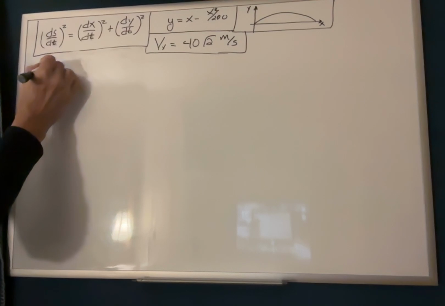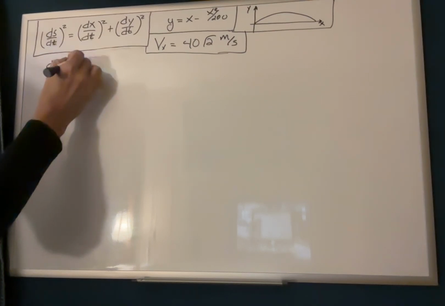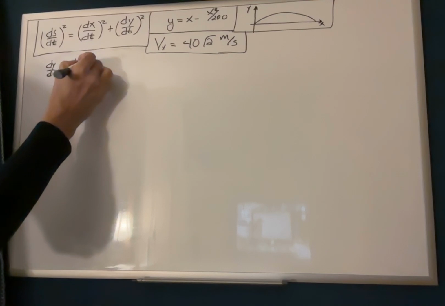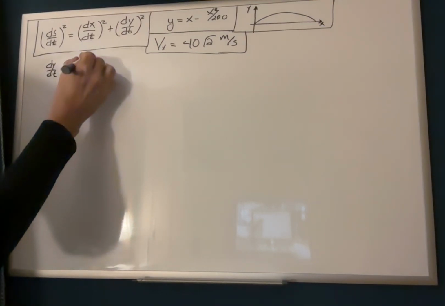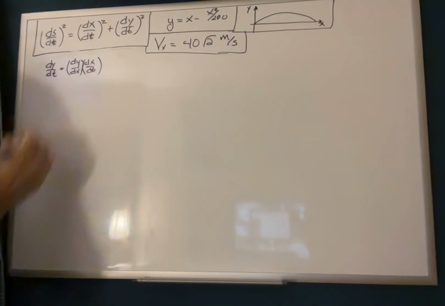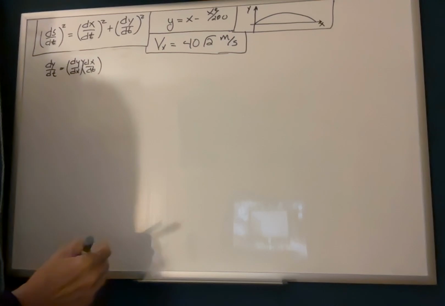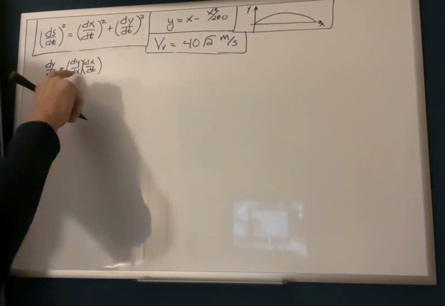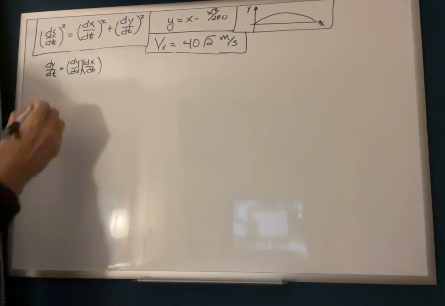And exactly how we do that is dy/dt is going to be equal to dy/dx times dx/dt. So once we use the chain rule to find out what dy/dt is in this particular equation, we see that dx/dt is right here, and dy/dx is simply, we're going to have to take the derivative of this thing.